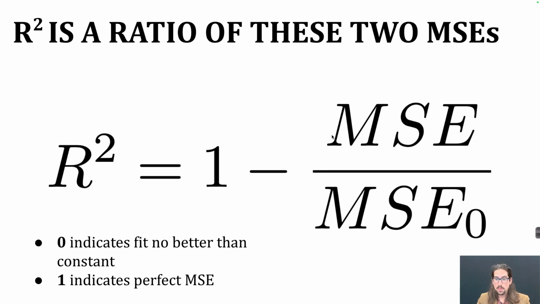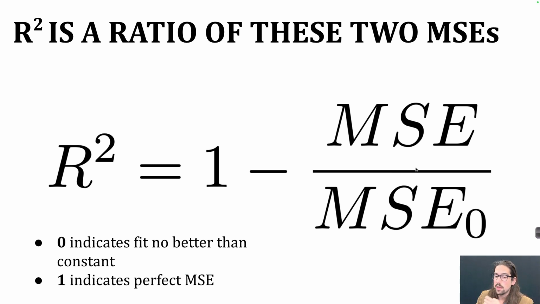The reason for that is that the mean squared error of my prediction model will always be lower than the mean squared error of my constant. And so this fraction is always a number less than 1. Both of these are also always positive. So this thing is less than 1 and greater than 0 because both numbers are positive.